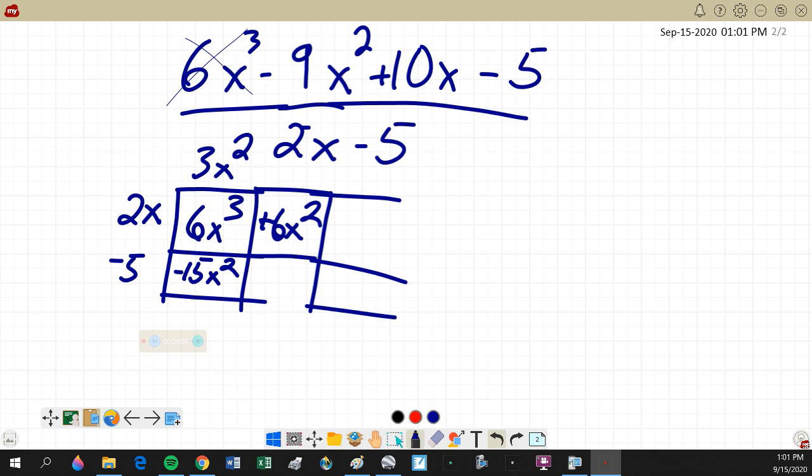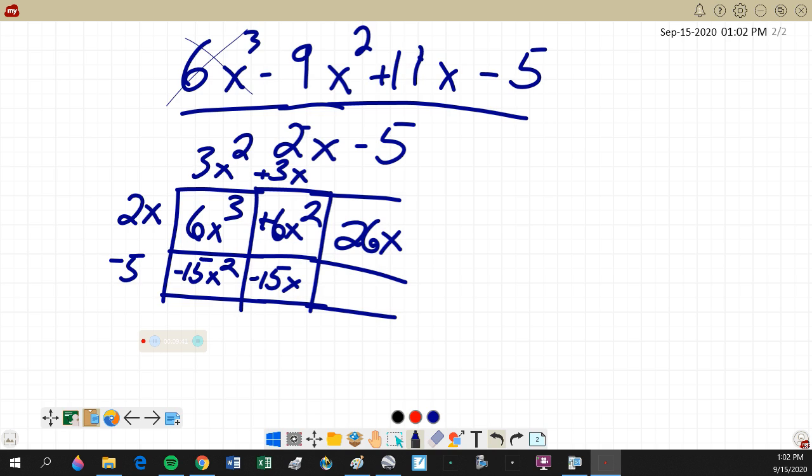Now I take out a 2 and an x. Okay. 3x times negative 5 is negative 15x. Oh, and I did it again. I have negative 15. I want negative 11. So I need 26x. Is everybody all right with that?